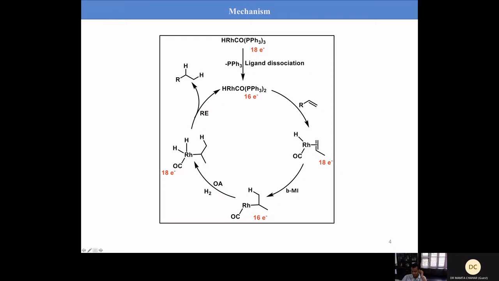Triphenyl phosphine, on the other hand, can be dissociated, as you can see here, taking the 18 electron species to a 16 electron species. Of course, there are many ways to lose a particular ligand. In this case, there is a clear need to go from 18 electron to 16 electron, otherwise we cannot start the hydrogenation reaction. But for example, if you have a chloride and want to lose it, you can add silver salt, right? Silver chloride will precipitate out.